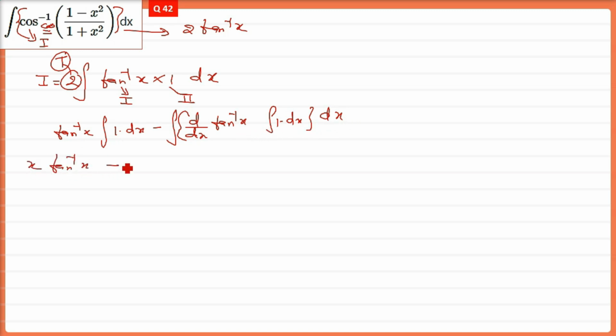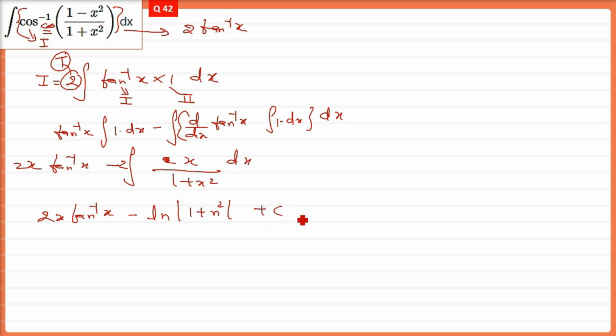Please watch carefully because there are certain questions where we will be integrating tan inverse x. So d by dx of tan inverse x is 1 by (1 plus x square). Integration of 1 dx will be x, and we have already done x by (1 plus x square) in the just previous question. So I'll just write the direct answer here: 2x tan inverse x is already done. I don't want to waste your time. You already know x by (1 plus x square), so let me write the direct result. It is ln of the modulus of 1 plus x square.